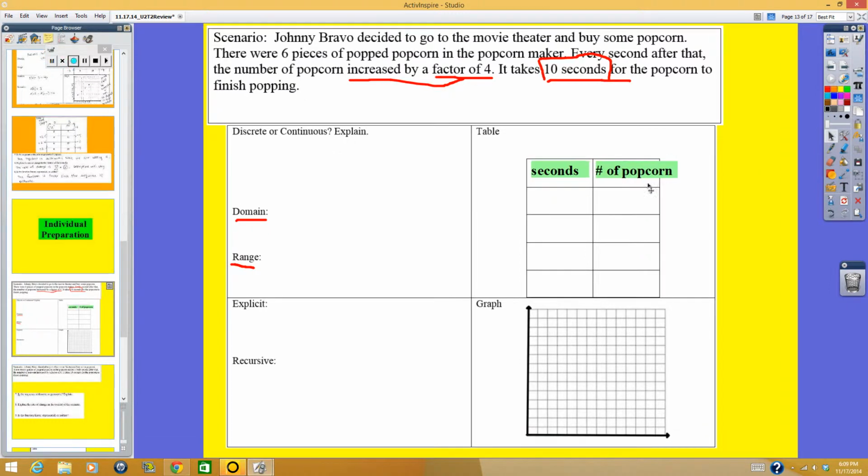By the way, your test already has these labeled. Once again, I'd like to make these reviews harder. In algebra, we like to make these reviews harder than the real thing, so you'll be good to go.